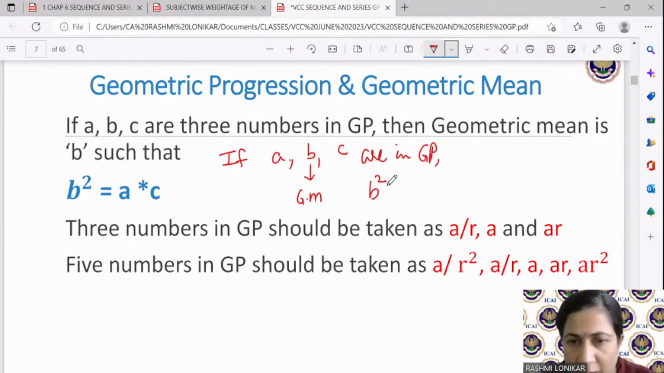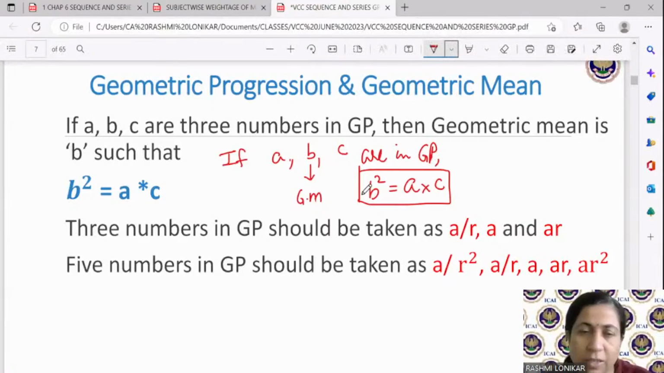If a, b, c are in GP, then b is the geometric mean, and the relation is b square is equal to a into c. That is, the middle term is equal to the product of the first term and the third term. This is an important thing that helps you in doing sums. If I have three numbers in GP, they should be taken as a upon r, a and ar. And if there are five numbers in GP, they should be taken as a upon r square, a upon r, a, ar and ar square. This I have given you.